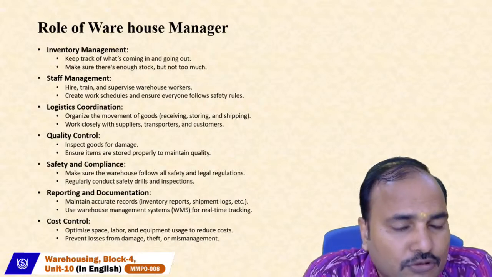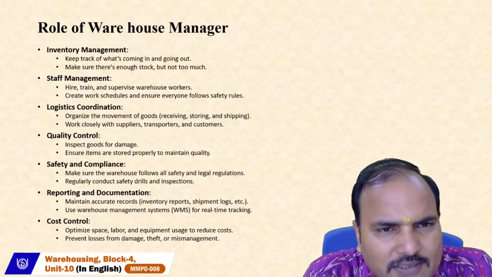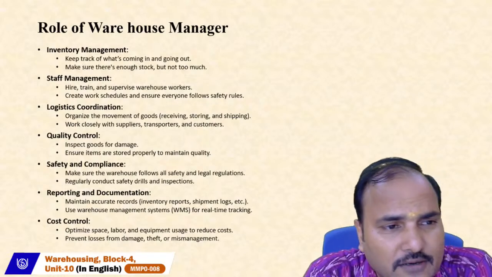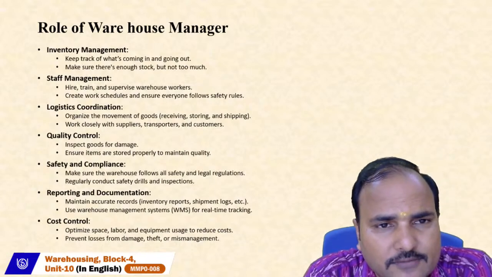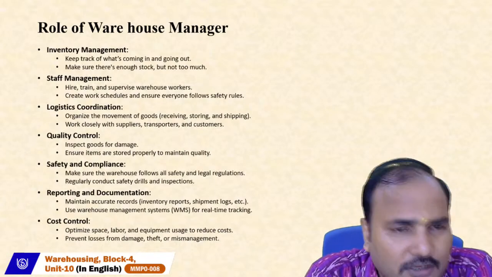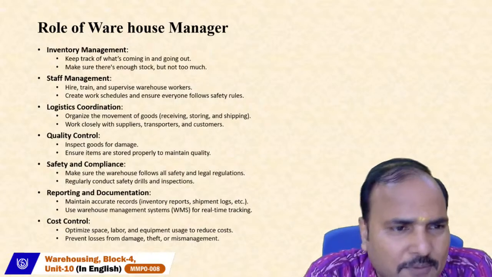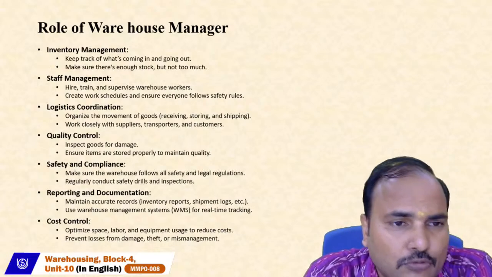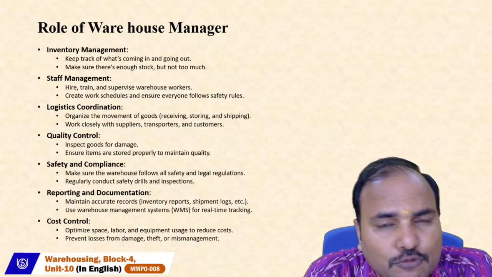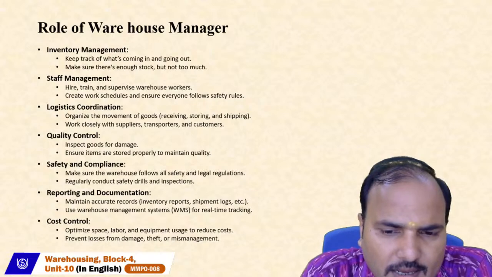Second role, staff management. Here in staff management, what happens? The warehouse manager must hire, train, and supervise the warehouse workers. He will hire the different workers and train them also. Unless we give them training facilities, how can they manage the warehouse? And after that, the warehouse manager must supervise the warehouse workers.